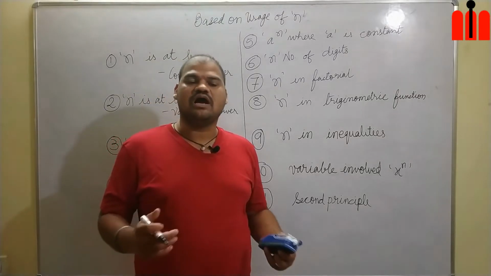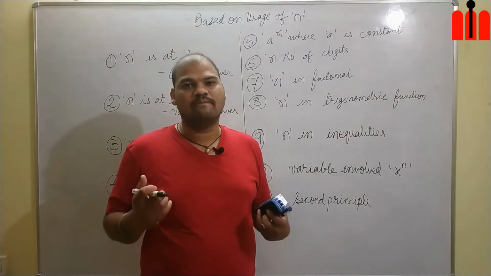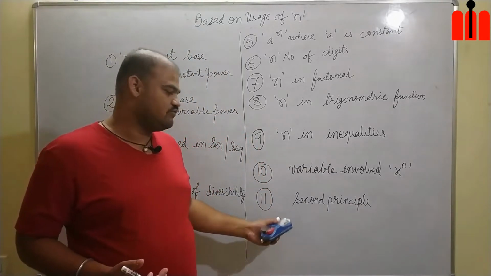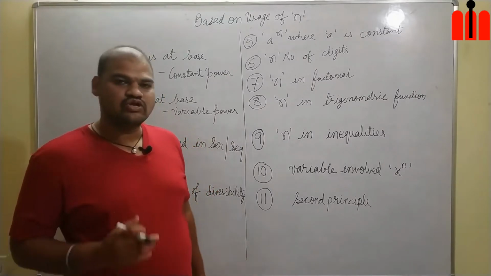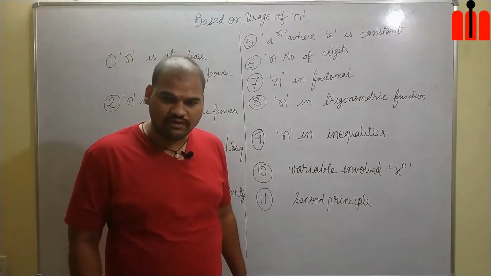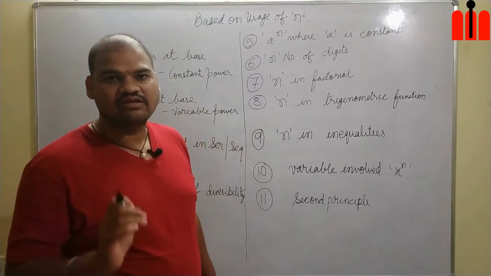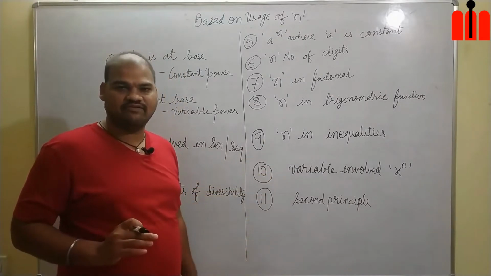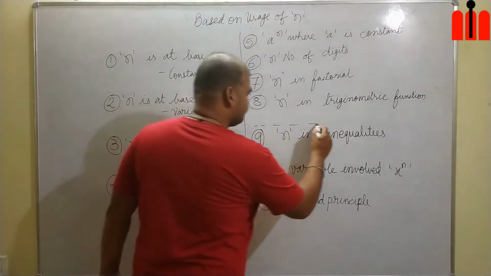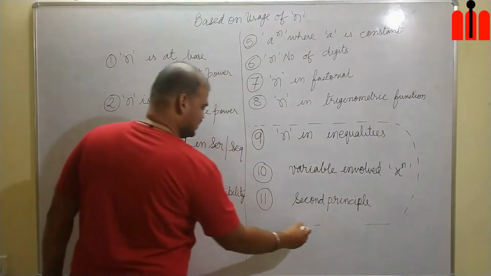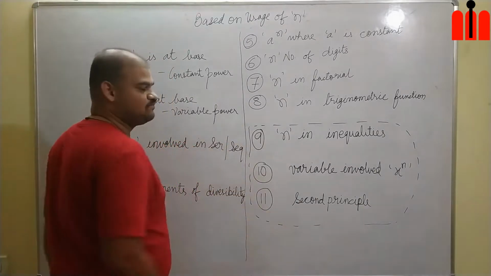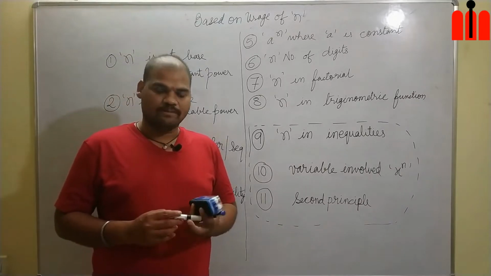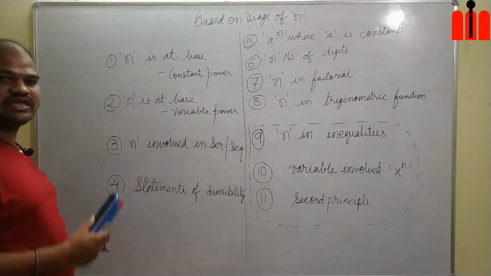And category 11 is the second principle. The second principle is the alternative method to solve the principle of mathematical induction. We will come to it in detail once we go through this category. So the roadmap of today's class is that we will be discussing the last three categories of the problems, category 9, category 10 and category 11.